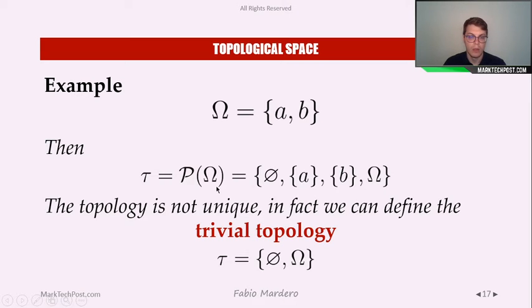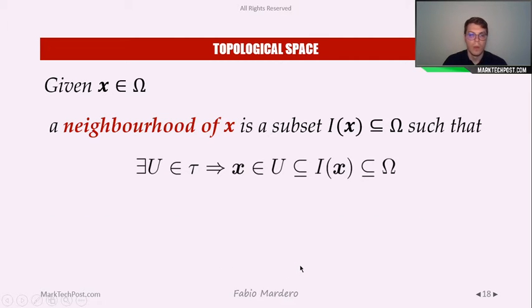As you can see, the power set here respects the three properties that define what a topology is. For example, you can see that the first property is easily proved because the empty set and omega lie in the power set. But as I was mentioning before, the topology is not unique. In fact, for example, given this omega, we can define the trivial topology, which contains as elements only the empty set and the whole set. Now we have defined the space where we are going to play a little bit.